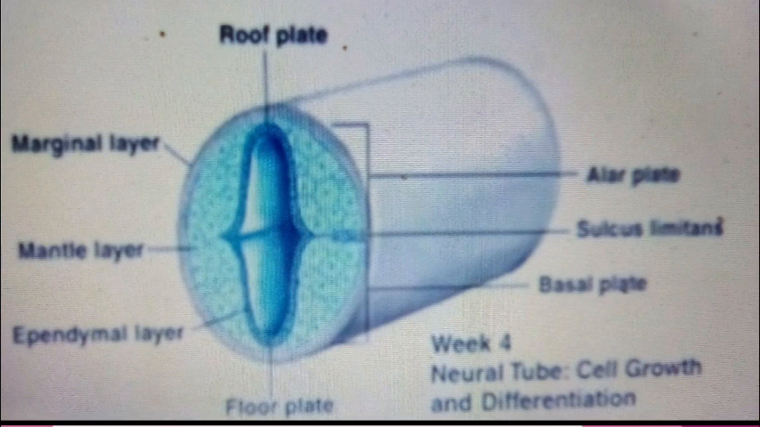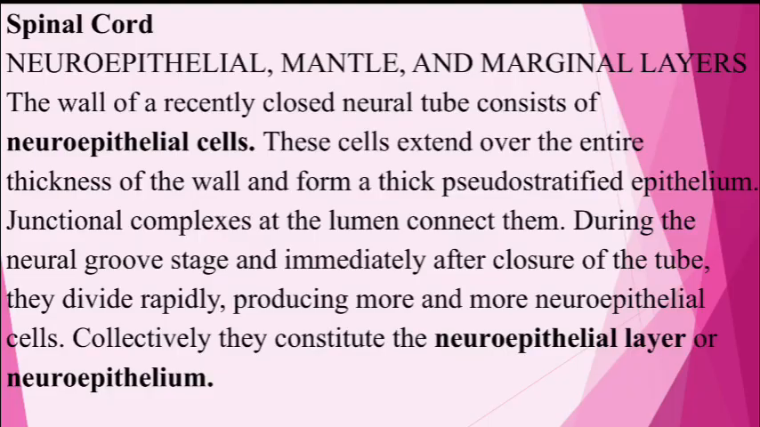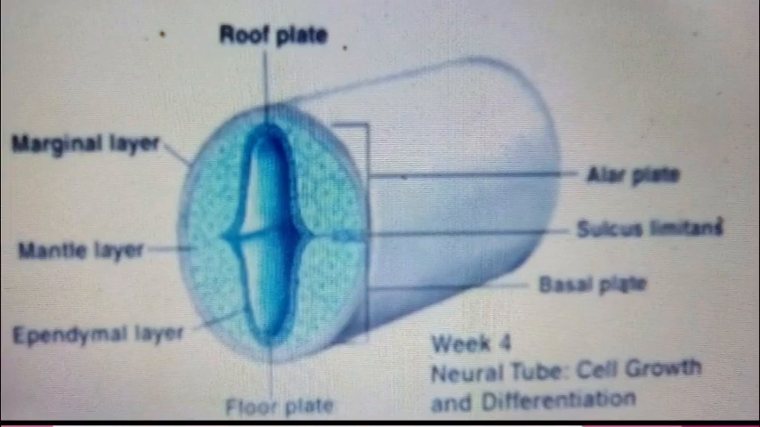Right here is an illustration of the development of the spinal cord. You can see the marginal layer, you can see the mantle layer, and of course the epidermal layer. I'm going to talk about differentiation of all these parts. I've already talked about how the marginal layer and the mantle layer differentiate. Then I mentioned the alar plate and the basal plate earlier on. They are differentiating from the mantle layer, so they're going to form the gray matter of the spinal cord.